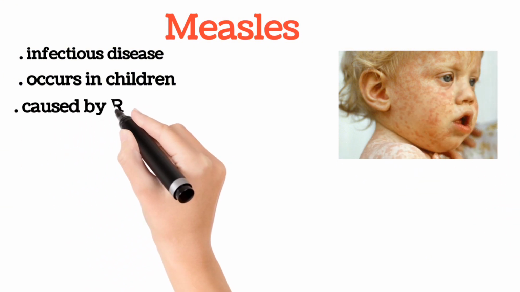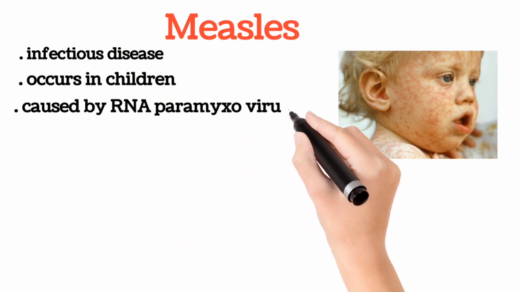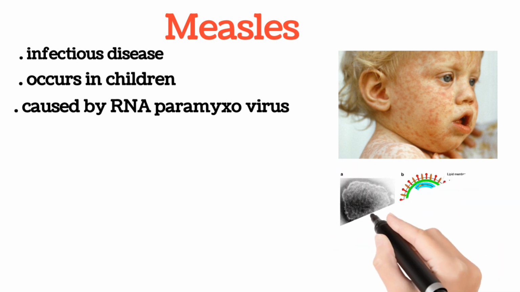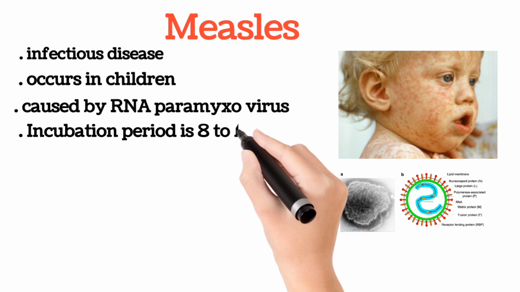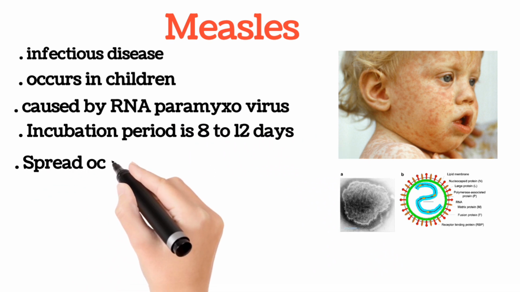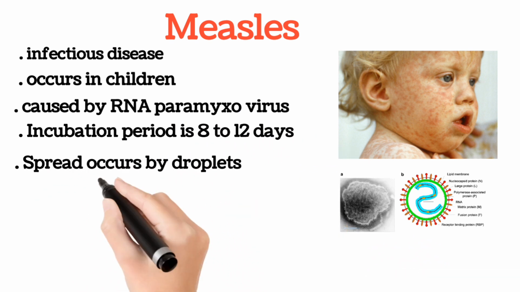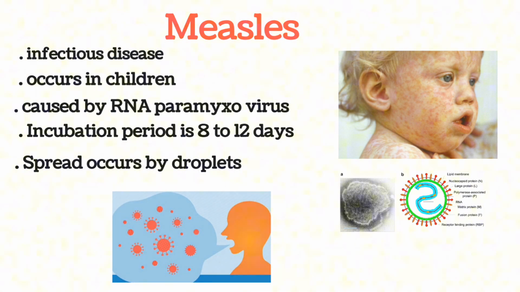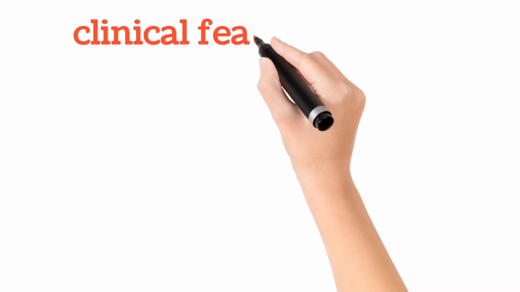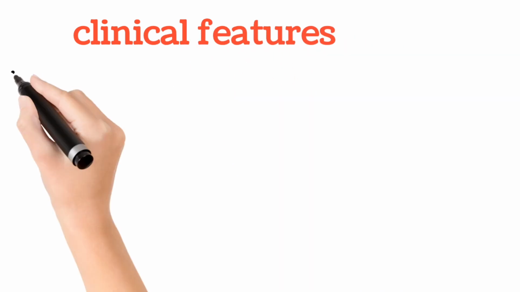This disease is mainly caused by a virus called RNA paramyxovirus. The incubation period of this disease is 8 to 12 days, and the spread of this disease occurs mainly through droplets. When the patient coughs, the virus is released in the form of droplets. Now, what are the clinical features of this disease?